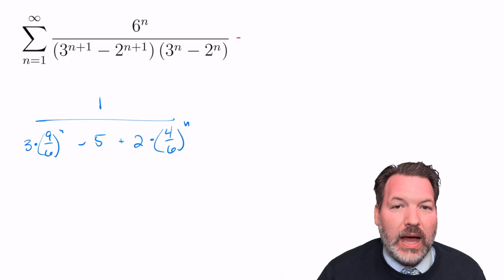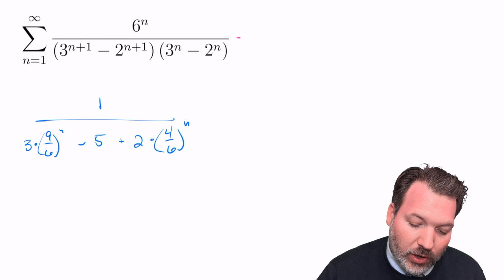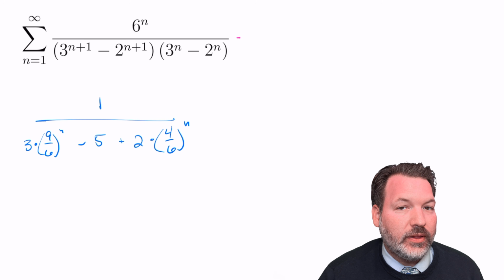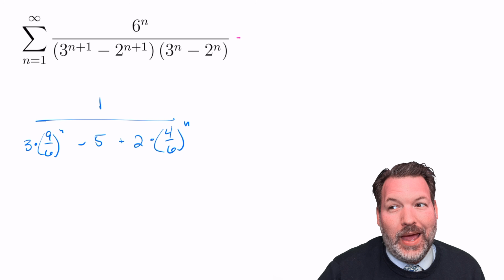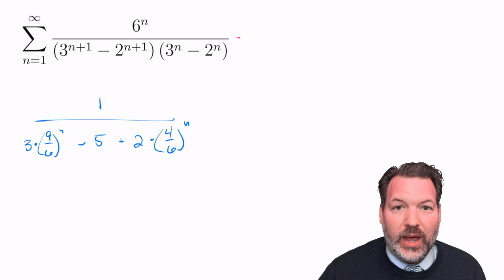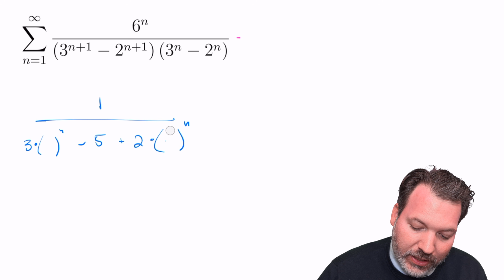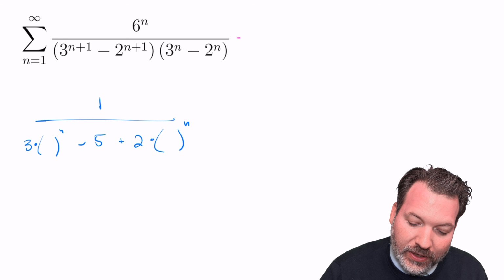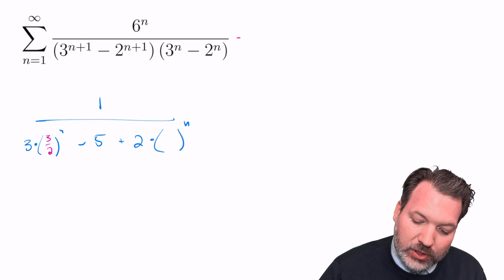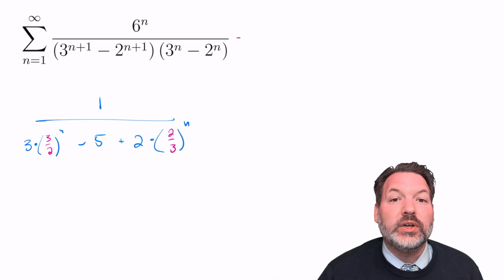Now, this is a lot better for 2 reasons. First of all, like we already said, no more variables in the numerator, so that's going to make any other moves we do later on way easier. But second of all, 9 over 6 and 4 over 6 both simplify. In fact, they simplify to 3 over 2 and 2 over 3, reciprocals.